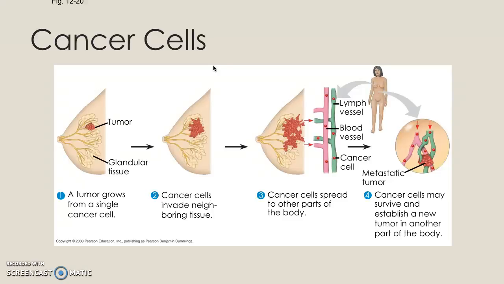The other really bad thing about cancer cells is that they can break off of these tumors and actually go through the blood vessels. As you guys can see here, they can go through the blood vessels and move to other parts of the body, which is really bad because you never want cancer in more than one place of your body. And that's called a metastatic tumor.